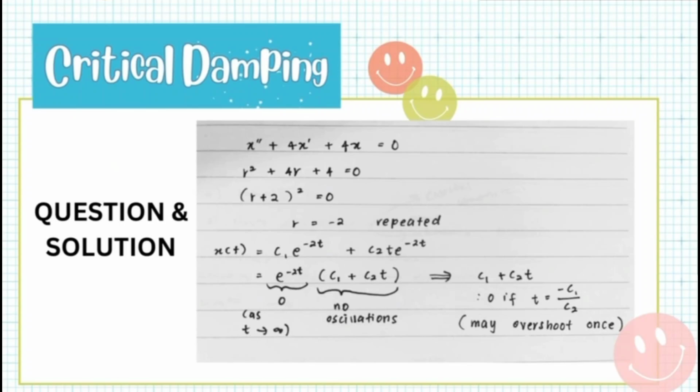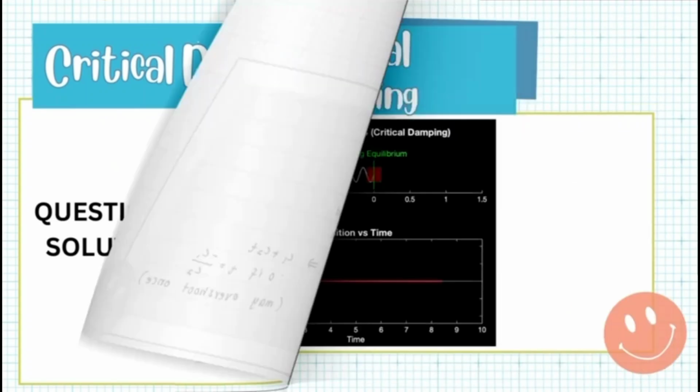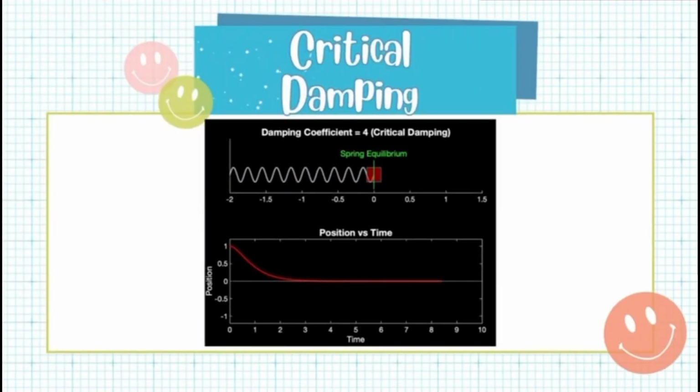So, as t goes to infinity, the exponential is going to be 0. Since there is no cos or sin in this equation, no oscillation occurs in this case. The expression c1 plus c2 t will be 0 if t is equal to negative c1 over c2. It may be 0 exactly once, and it is called overshoot. This is how critical damping looks on the position versus time graph.